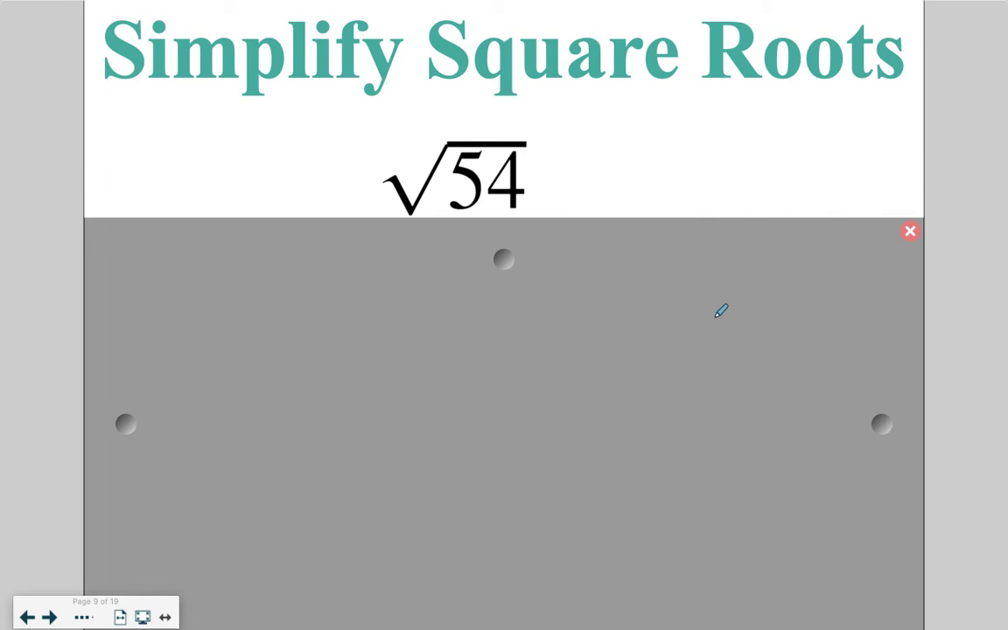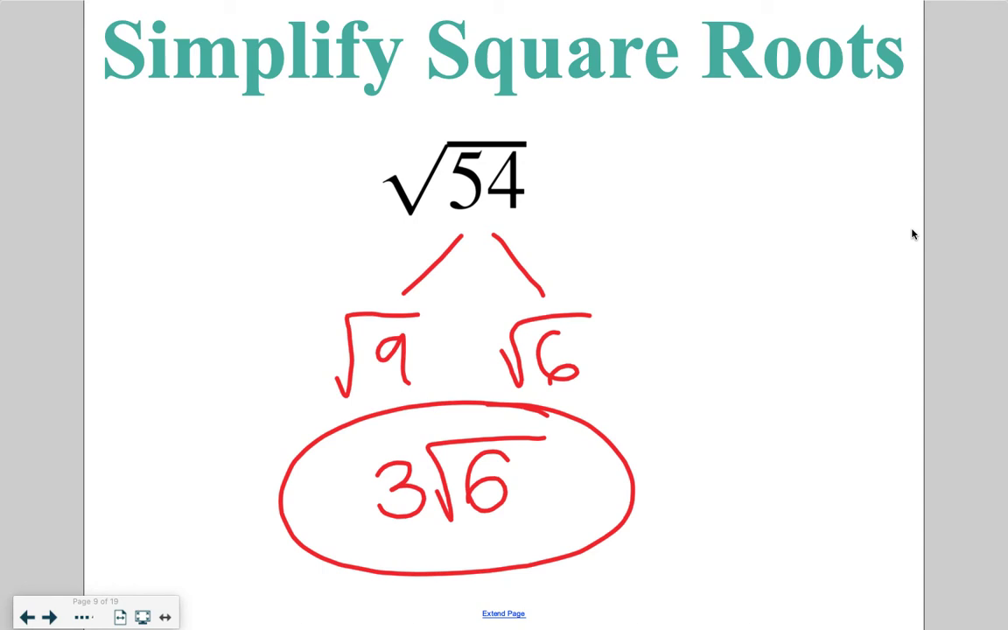Go ahead and try this one on your own. In this case, we can split it into 9 times 6, so we end up with 3 square root of 6 as our final answer.